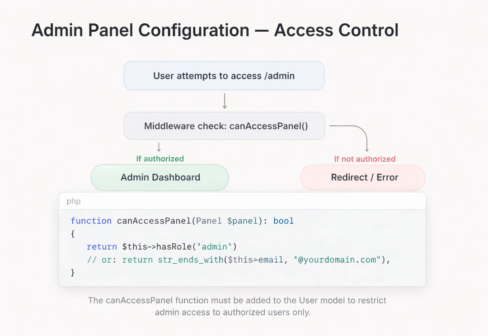This function acts as a gatekeeper. It checks whether the currently logged in user is authorized to access the admin panel. Without this function, the access control does not work properly, which is why the option to sign up was appearing unexpectedly. The instructor realizes they had forgotten to add this function and corrects it. Always make sure your admin panel has proper access restrictions before going live.